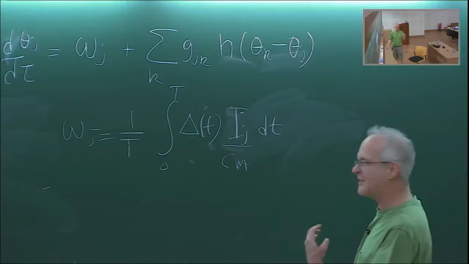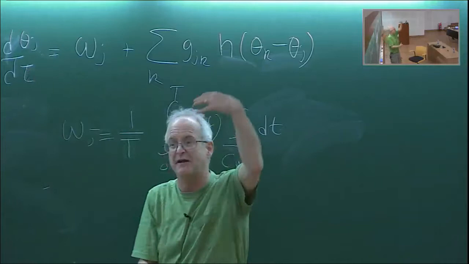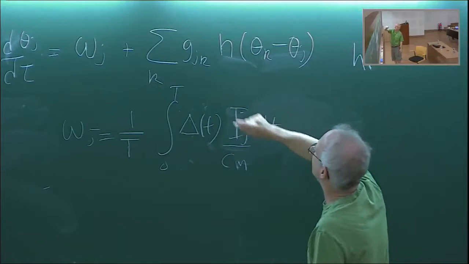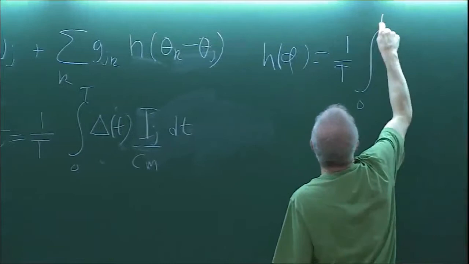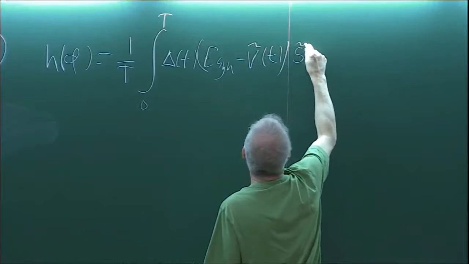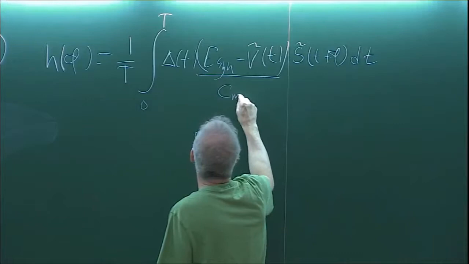I mean, you think of it as a frequency, but it's just how fast this goes, because phase is time and tau is time. Sometimes you might divide this phase by the period, and then it becomes dimensionless, and then this becomes a frequency, 1 over t. What about H? H of phi is 1 over t, integral 0 to t of delta of t, times e sin minus v tilde of t, s tilde of t plus phi dt, divided by CM. Okay?